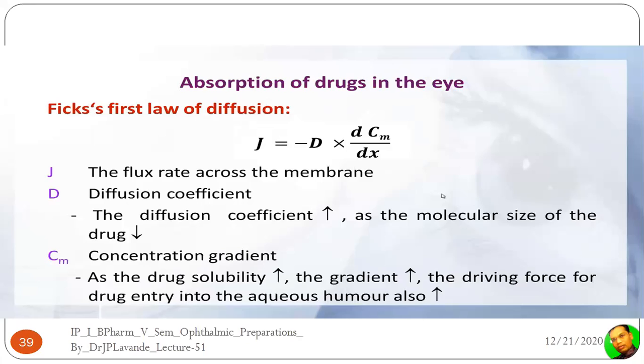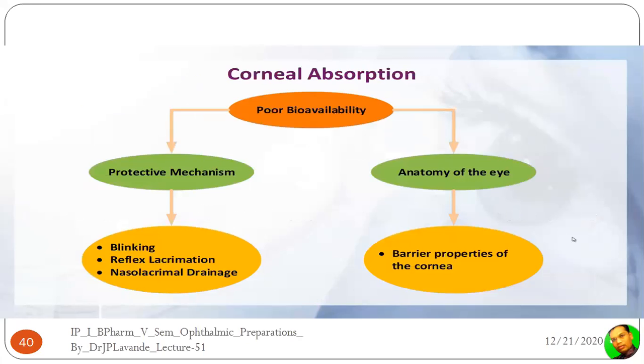As the drug solubility increases, the gradient will also increase, and this is the driving force for drug entry into the aqueous humor also. So there is a need for more drug solubility in order to increase the gradient and the entry of the drug into the aqueous humor. So there are some challenges in the case of corneal absorption, because of which there is poor bioavailability.